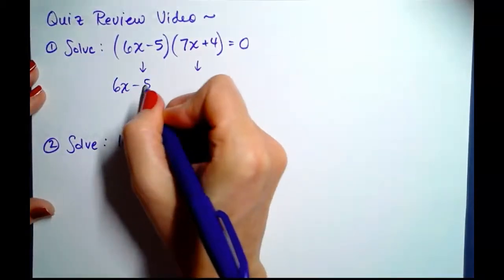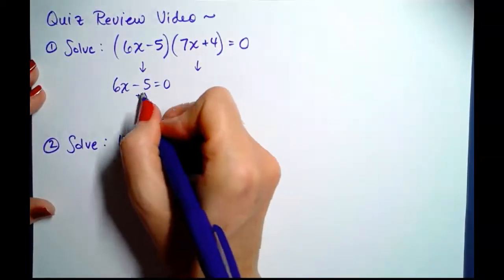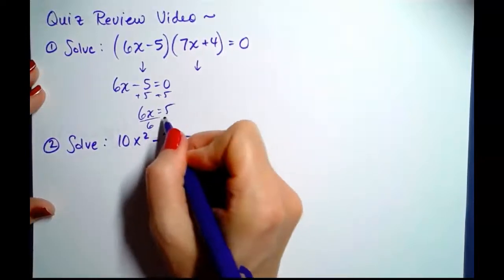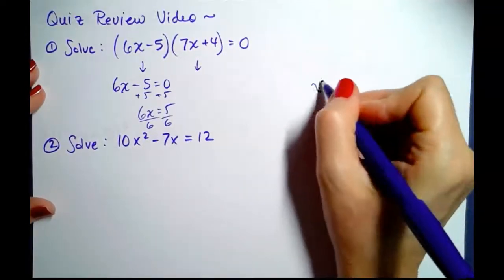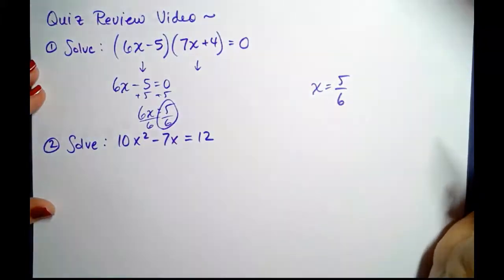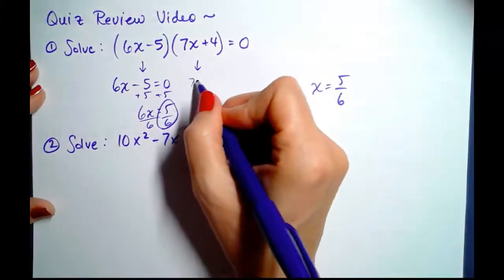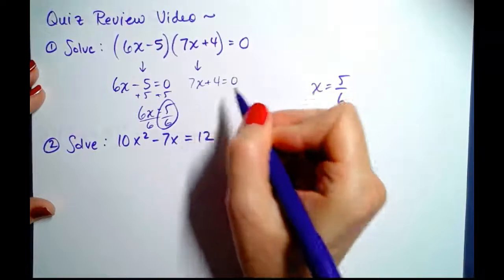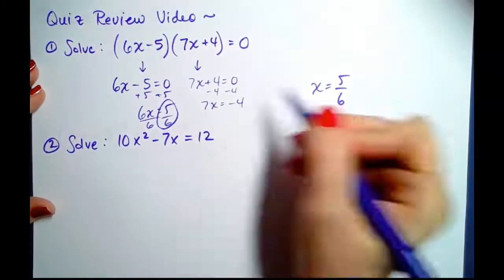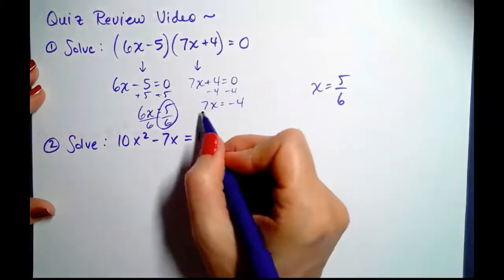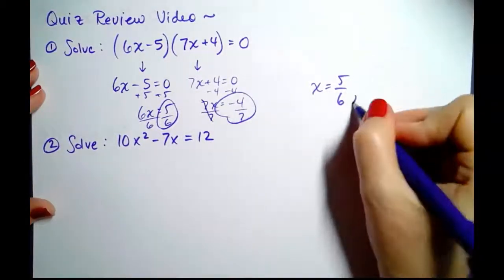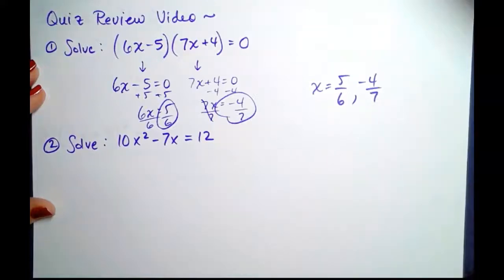So 6x minus 5 equals 0, plus 5, plus 5, 6x equals 5, divide by 6, divide by 6, x equals 5/6. There's the first answer. Take the second factor, set it equal to 0, minus 4, minus 4, 7x equals negative 4. Be careful with your signs. Divide by 7, divide by 7, x equals negative 4/7.